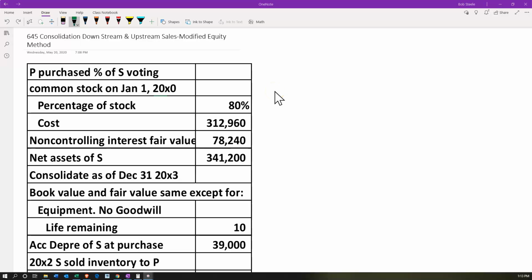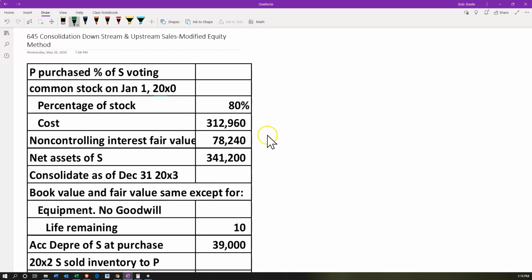Here we have the information for our practice problem. Let's review this first. We have P purchased a percent of S. P is the parent. S is going to be the subsidiary. Common stock on January 1st, 2020. So that's going to be the year of the purchase, not the year of the consolidation. The consolidation is going to be taking place in 20X3.